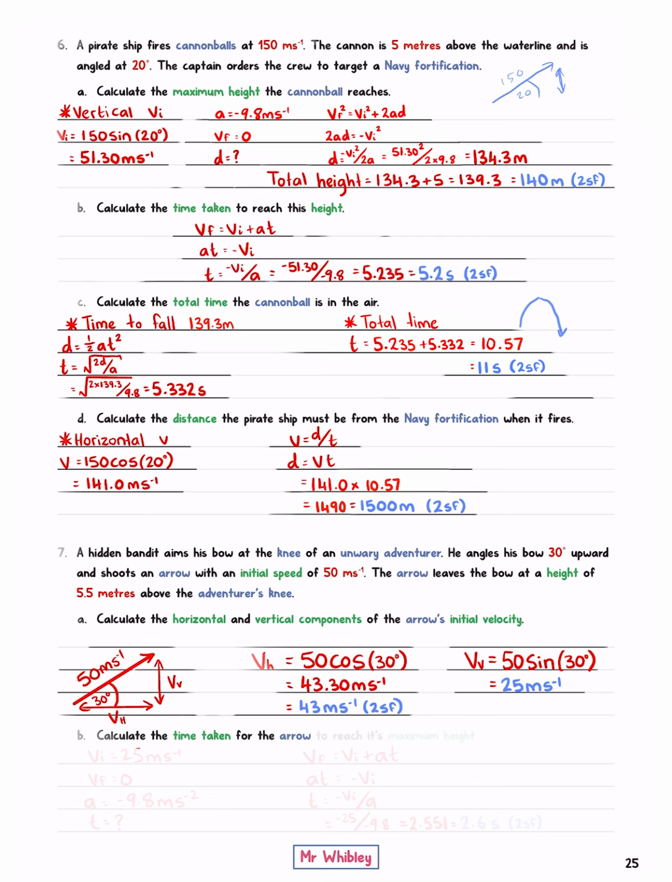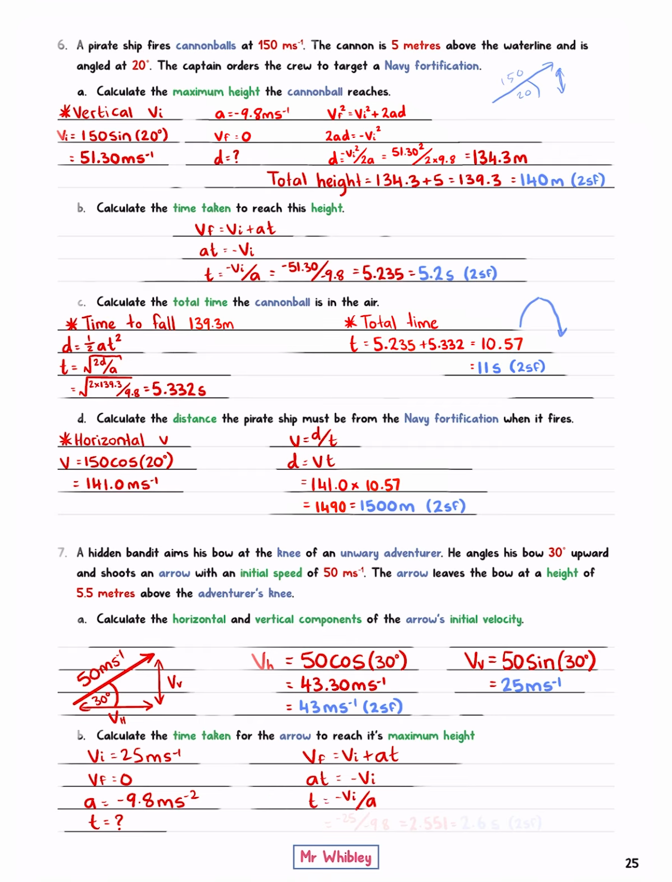Calculate the time taken for the arrow to reach its maximum height. For this, we need to consider the vertical motion. Our initial vertical velocity is 25. At our maximum height, the velocity will be 0. Our acceleration due to gravity is negative 9.8, and we're interested in the time. What we don't have and we don't care to find is our distance, so we choose the equation without it. Knowing that Vf is 0, we can just subtract Vi from both sides and then divide both sides by a, put our numbers in, which gives me 2.551, or 2.6 seconds to 2 significant figures.